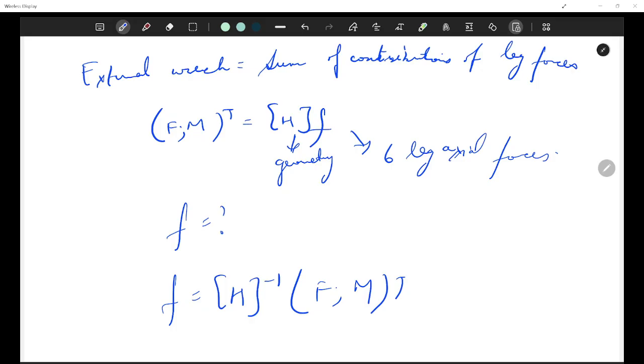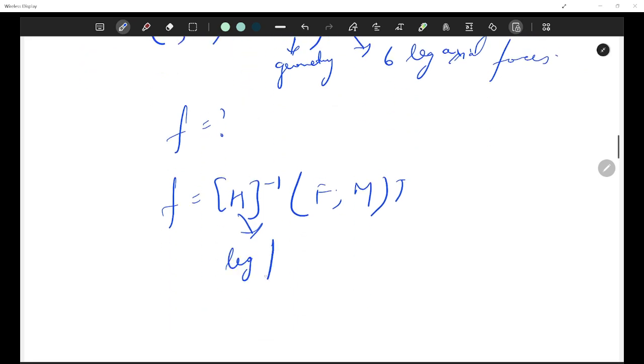H transforms the leg forces to platform wrench. So to go reverse, we need to go from wrench to the leg forces. So the geometry matrix inverted gives us the required leg forces. This is physically logical. Okay.